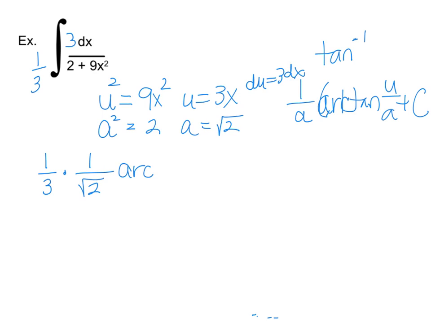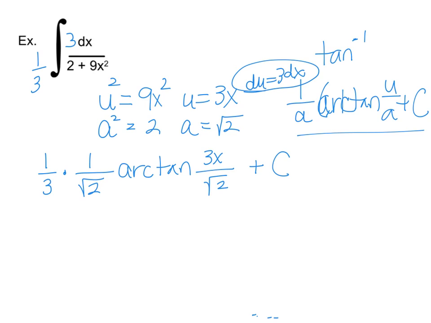arctan u over a, u is 3x over the square root of 2, plus c. That's it. I'm just following the formula. Once you determine what u and a are, you make sure that your du is satisfied, then you can just write out the equation.